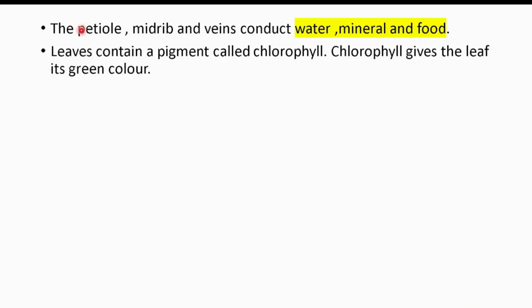Okay. The petiole, midrib and veins conduct water, mineral and food. Leaves contain a pigment called chlorophyll. Chlorophyll gives the leaf its green color. Now overall the petiole, midrib and veins जो है वो minerals, water और food carry करते हैं खुद में. Also, have you ever thought that leaves का color green ही क्यों होता है? It's because leaves में एक pigment होता है. It's known as chlorophyll. So that's the reason of the leaves being green.